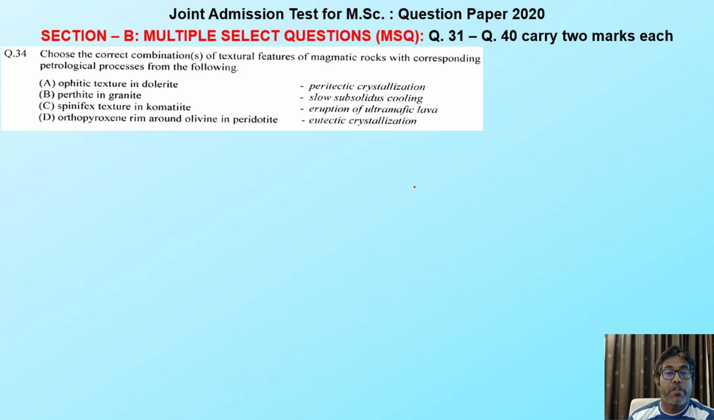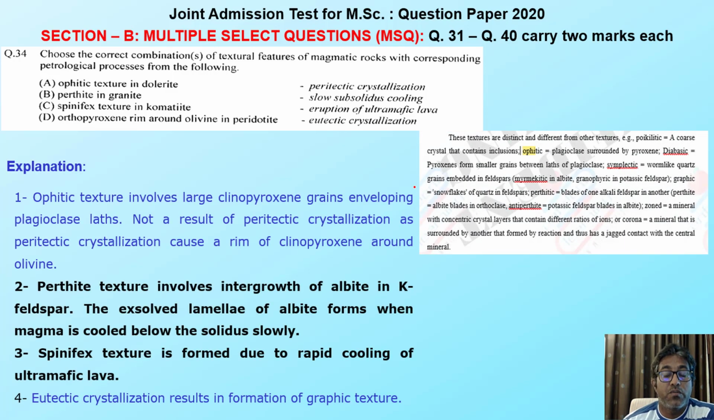Choose the correct combination of texture features of magmatic rocks with the corresponding petrological process from the following. Okay, let's see how we can solve this one. This is totally definition based. Peritectic crystallization is related to crystallizations in which we have a clinopyroxene rim around the olivine. We have olivine, and then we have the rim of clinopyroxene along this. It is caused by peritectic crystallization.